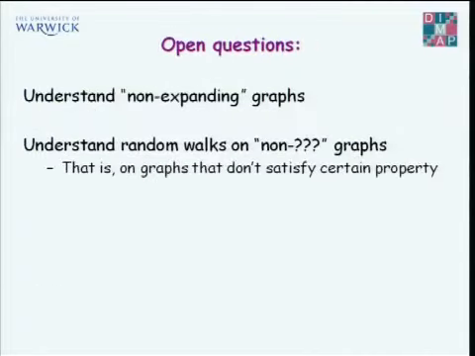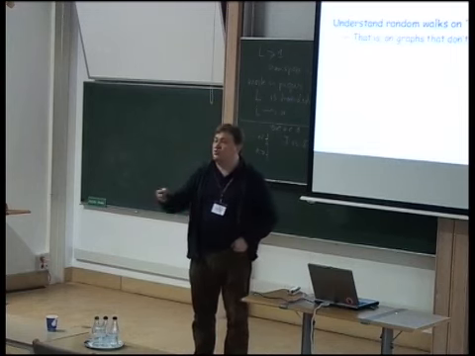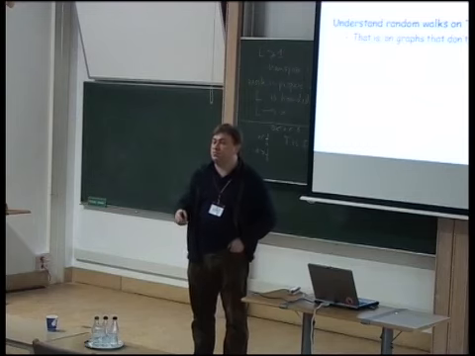Good. So to me, the main open questions are perhaps two. How can we say something interesting about non-expanders? And how can we still understand random walks of graphs which don't possess some property? For example, using random walks to detect that a graph shouldn't be planar, so you do something and then you get a proof that it's not planar. Thank you very much.